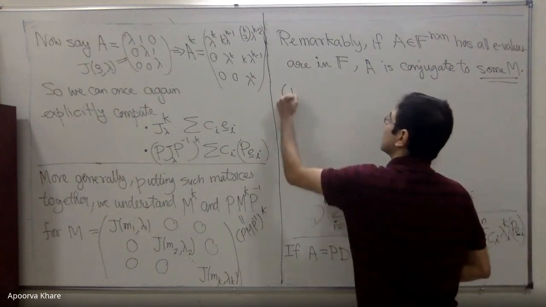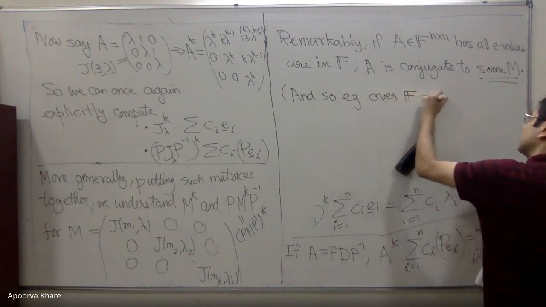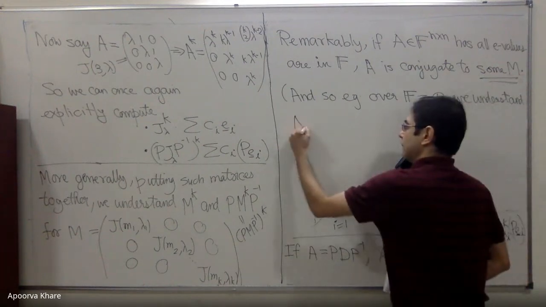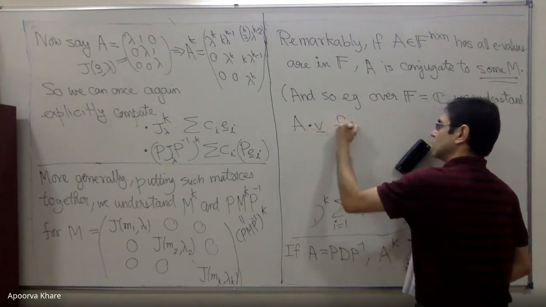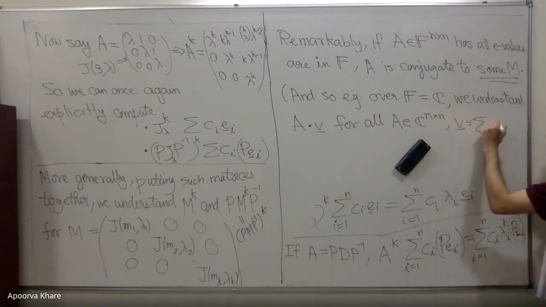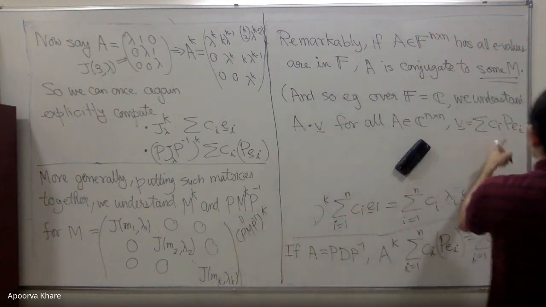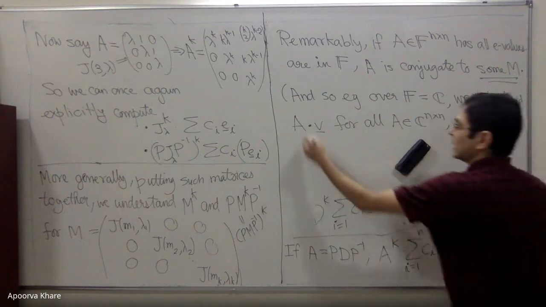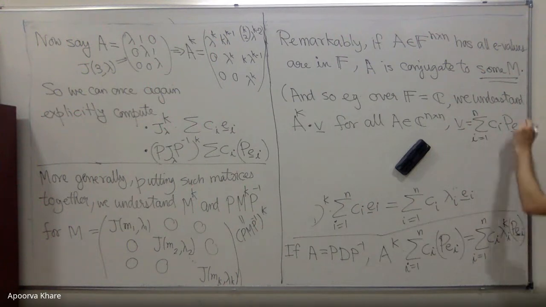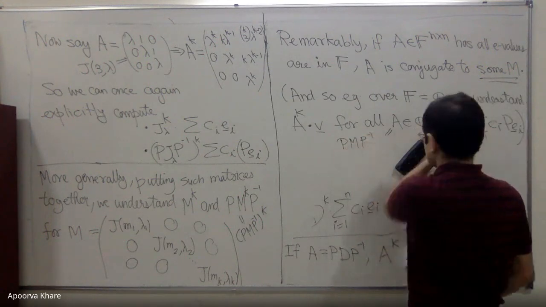Let us now define. For example, over the complex numbers, we understand A times V for all matrices A in the complex n cross n, and vectors which are of course the summation of Ci P Ei. So you write down A in terms of something like this, P inverse, and then Ci P. Or I can even say A to the k times V, where the sum is over i from 1 to n, where A equals P times M times P inverse.